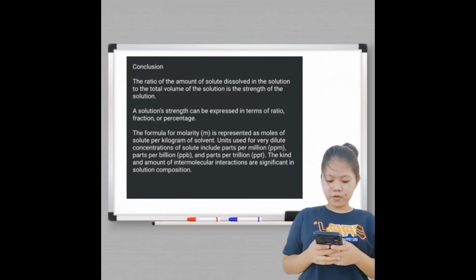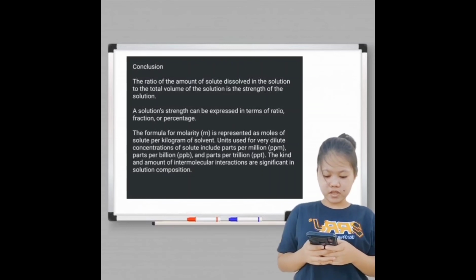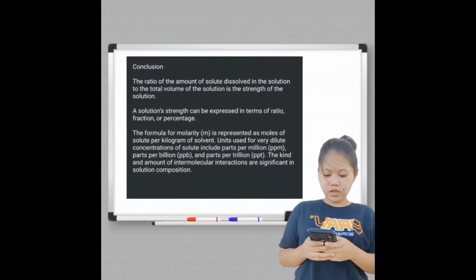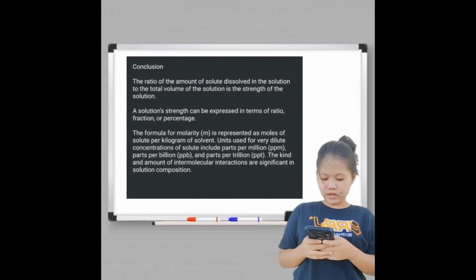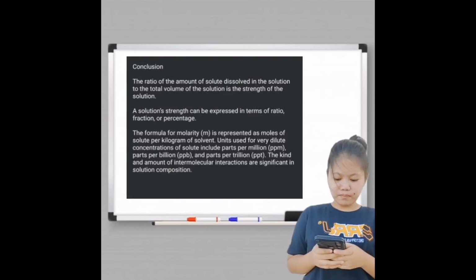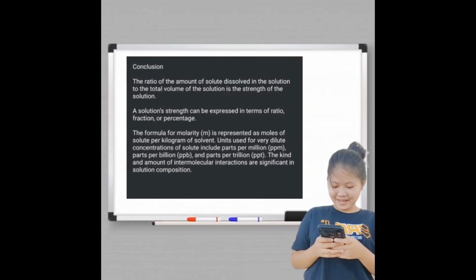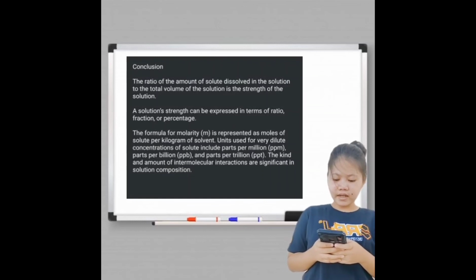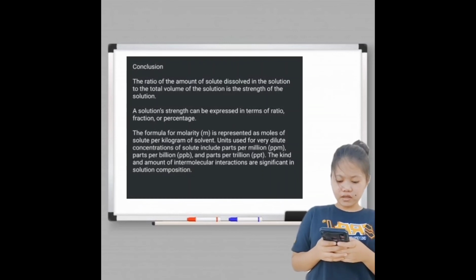The formula for molarity is represented as moles of the solute per kilogram of solvent. Units used to vary dilute concentrations of solute include parts per million, parts per billion, and parts per trillion. The kind and amount of intermolecular interactions are significant in solution composition.